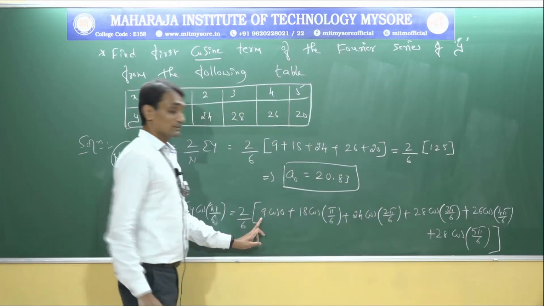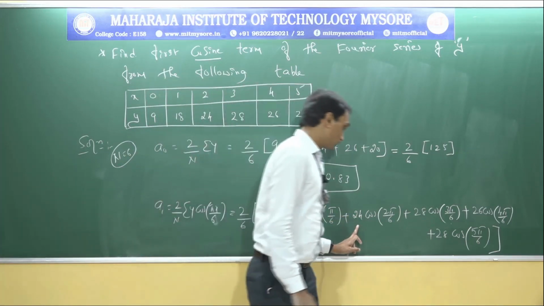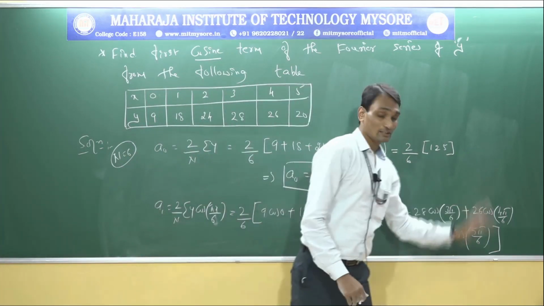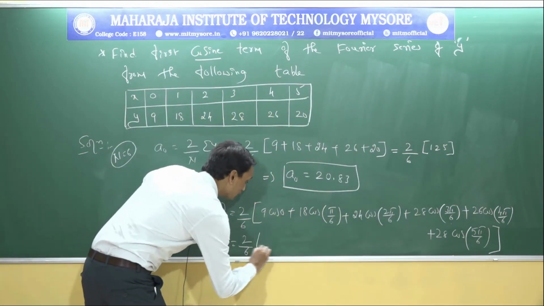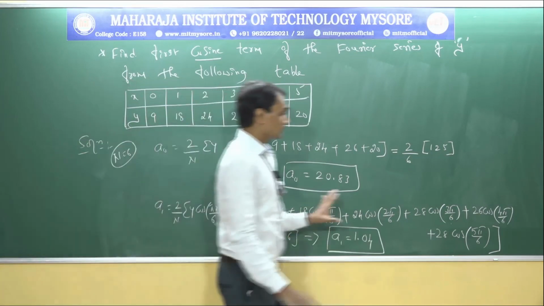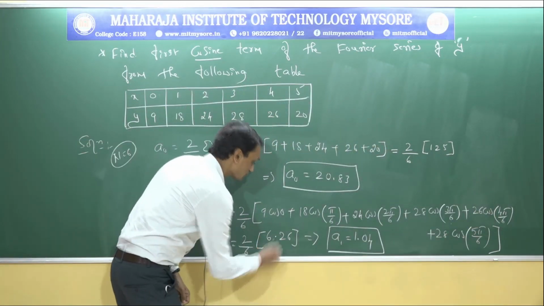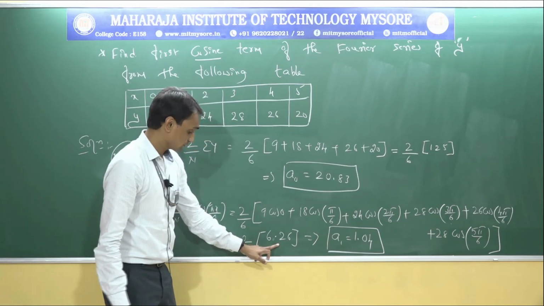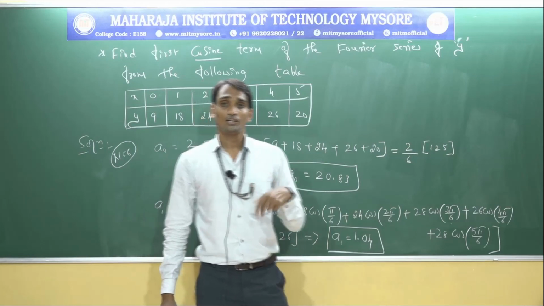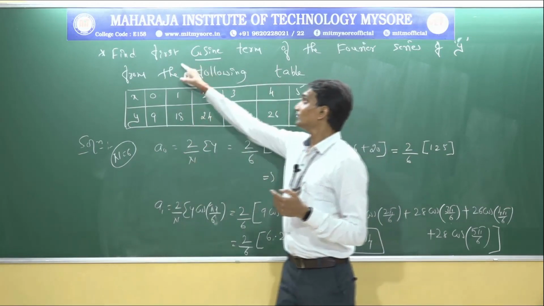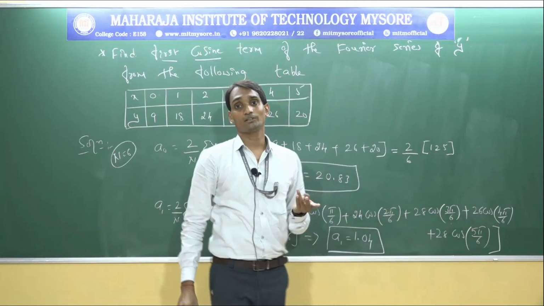Summation is there, so just substitute directly in Calc: 9 into cos 0 plus 18 into cos pi by 6 plus 24 into cos 2 pi by 6, similarly the remaining values. Now if you calculate it like that, 2 by 6 into all these values in Calc, we will get 6.26. 2 into 6.26 divided by 6, a1 equal to 1.04. The given question is only the first cosine series, so you calculated the constant and the a1 value.